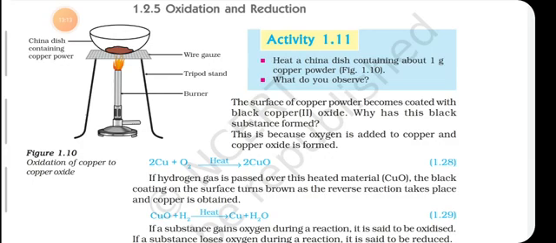And what is reduction? The removal of oxygen is known as reduction, and the addition of oxygen is known as oxidation.